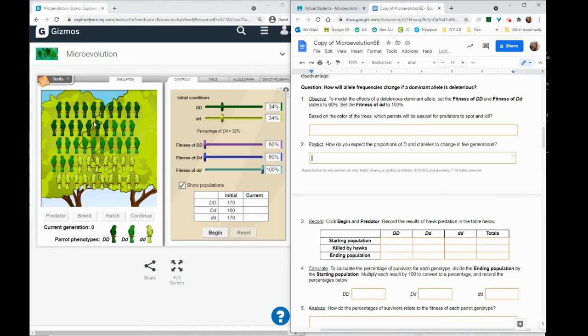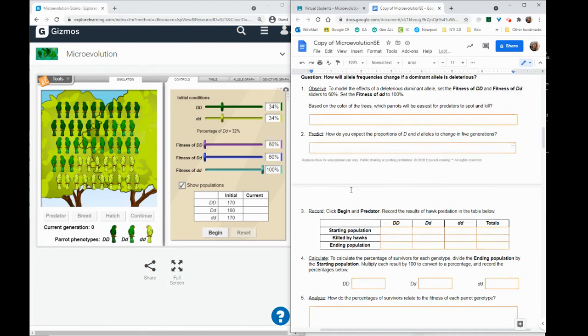So which ones do you think will be able to have more babies? And as a result of that, what do you think will happen? Do you think that the big D and little d alleles will stay equal? Or do you think that you'll end up with more of one compared to the other one? And if so, which one?